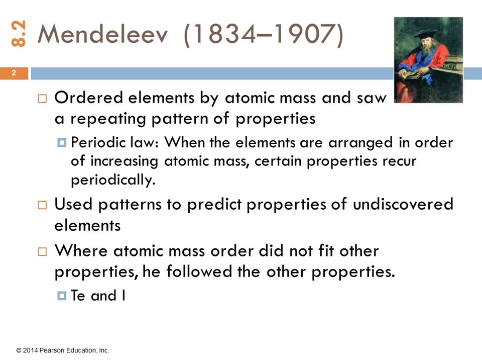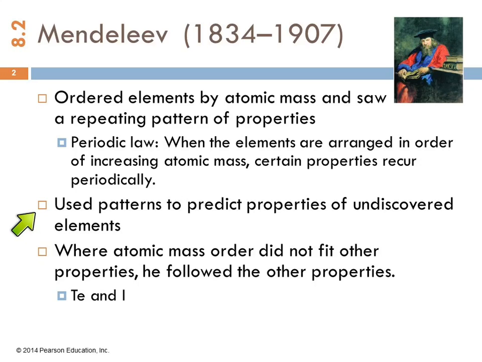And this led to the idea of the periodic law. When elements are arranged in order of increasing atomic mass, certain properties recur periodically. That's why it's called the periodic table. Not because it's only a table some of the time, but because it's talking about the periodic repeating of properties of the elements. He ordered by atomic mass. I guess I'm jumping ahead, never mind.